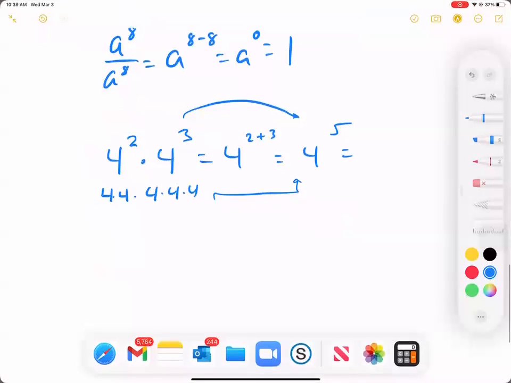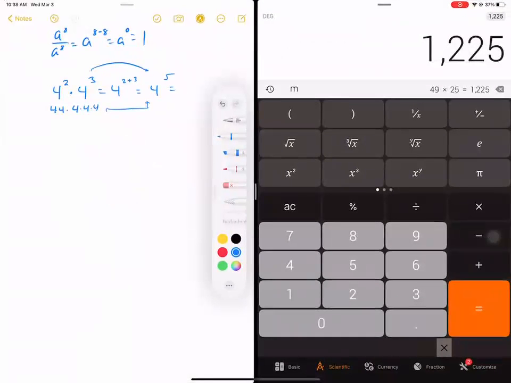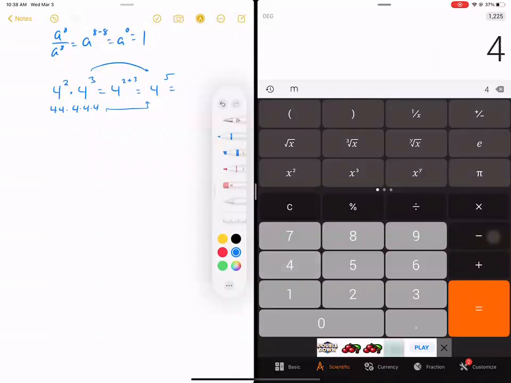So let me go ahead and share my screen, share my calculator. Hi, calculator. I'm going to clear this one. 4. And then, if you notice here, I have an XY button. You all see the XY? That's a base and exponent. 4 XY 5 equals, and my answer is 1024.